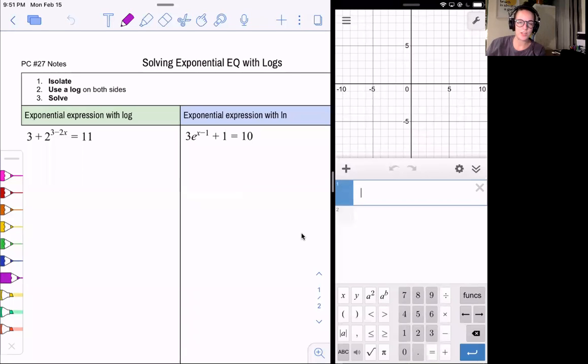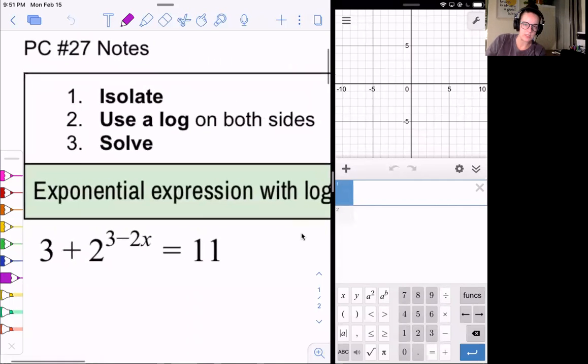Hi everyone, today we are solving exponential equations with logs. There are three major steps here: isolating, so we get the exponential expression by itself, then using a log on both sides, and then solving as normal.